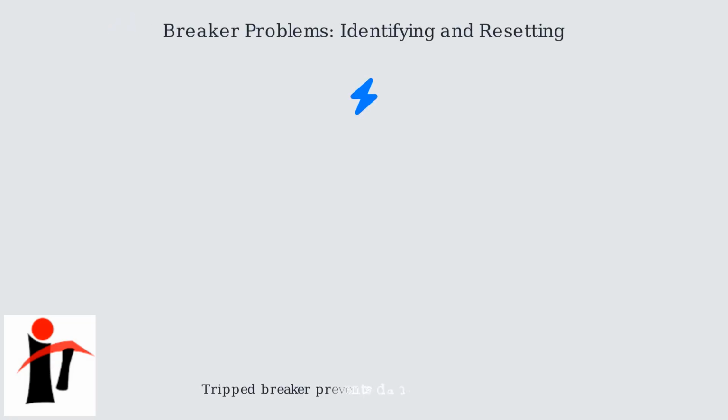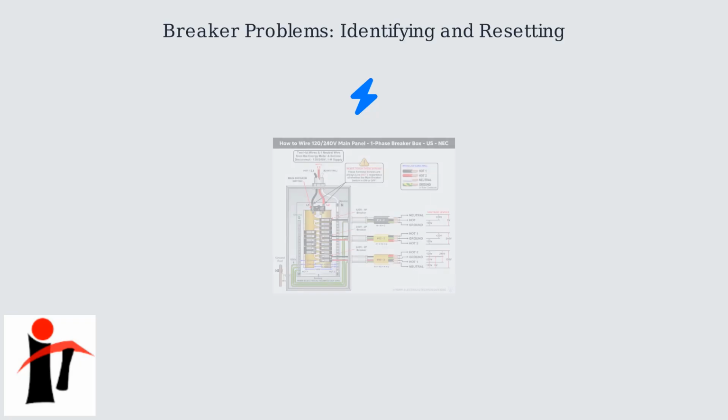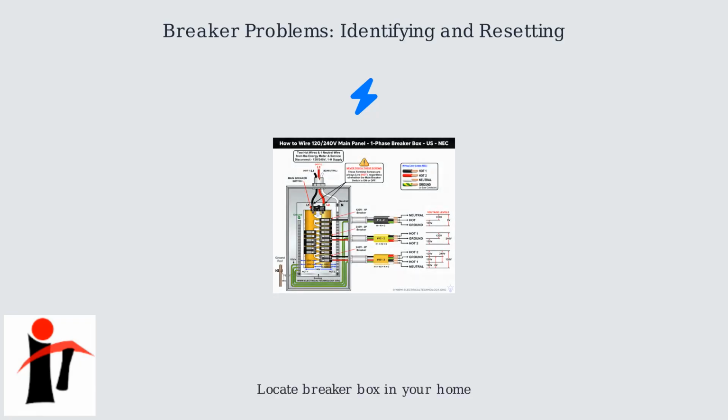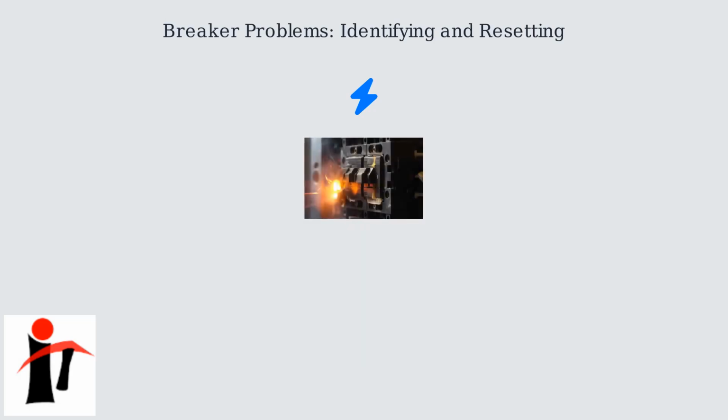A tripped breaker can halt Powerwall charging to prevent damage from overloads or short circuits. Common causes include excessive load or faulty wiring that exceeds the breaker's capacity. To identify and reset, first locate your breaker box in the home. Check the Powerwall breaker position.